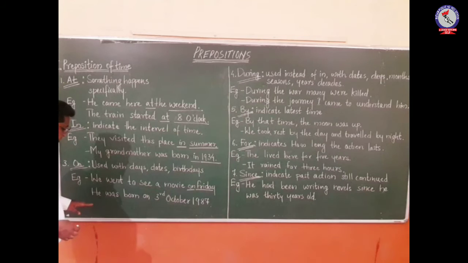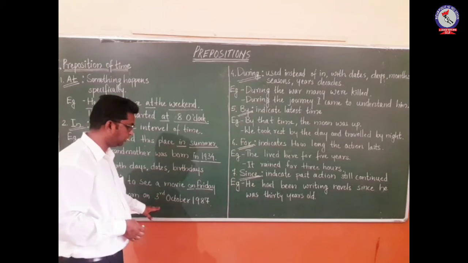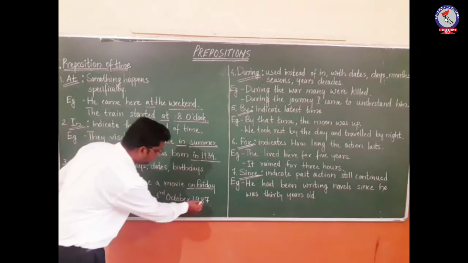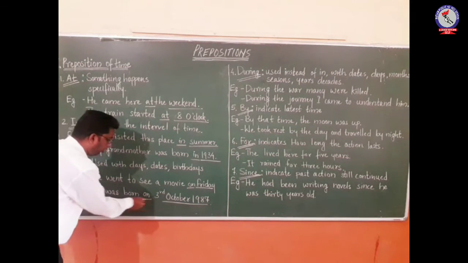Similarly, in another example, he was born on 3rd October 1987. This is a date. So we have used on too.